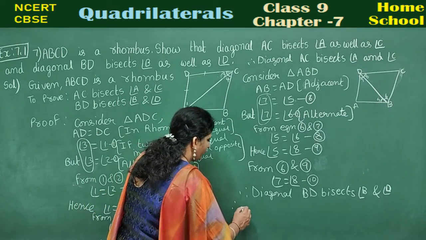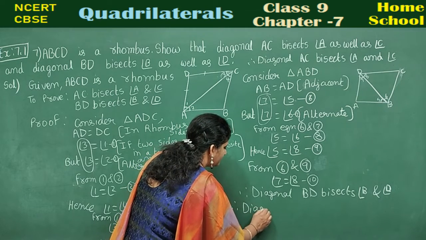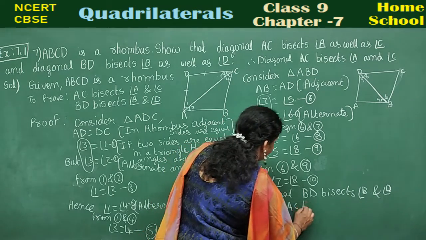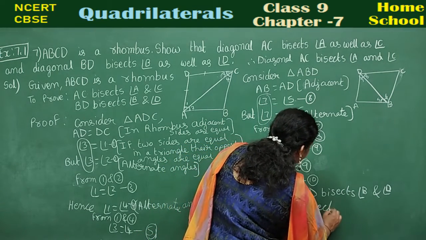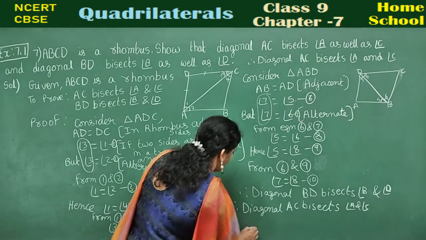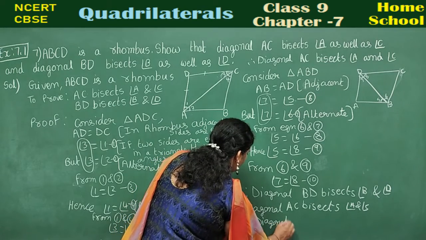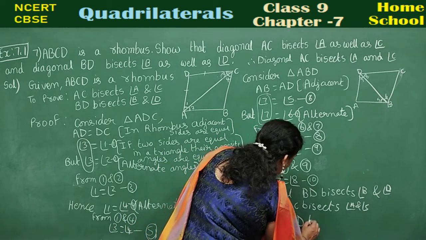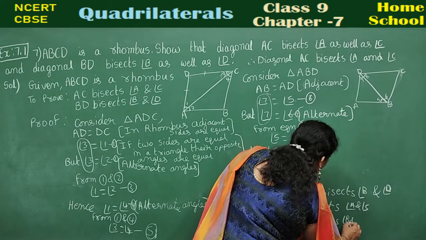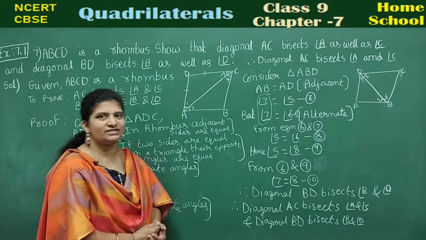Therefore in rhombus ABCD, diagonal AC bisects angle A and angle C, and diagonal BD bisects angle B and angle D. That's it. Okay, let's see once again this one.